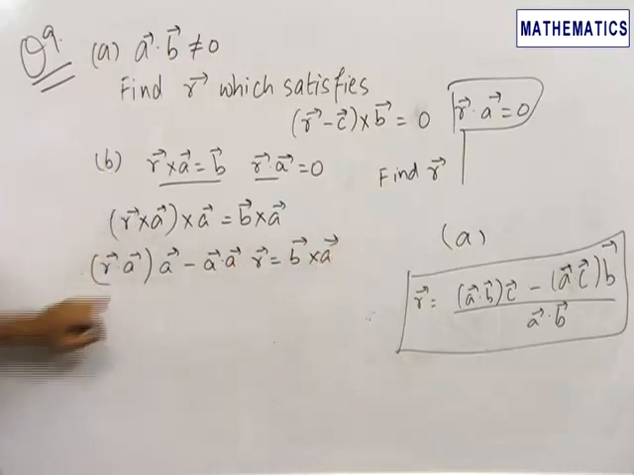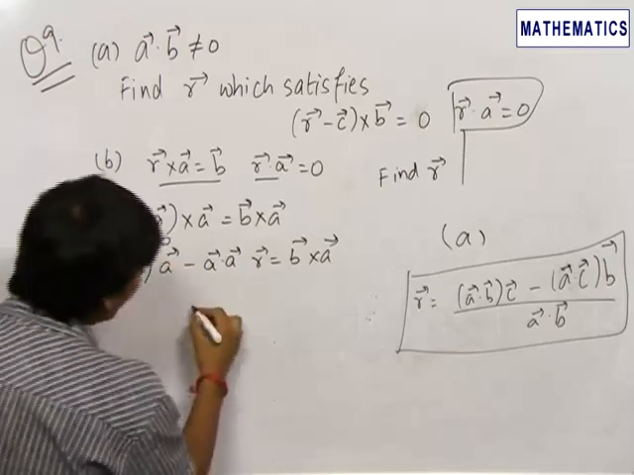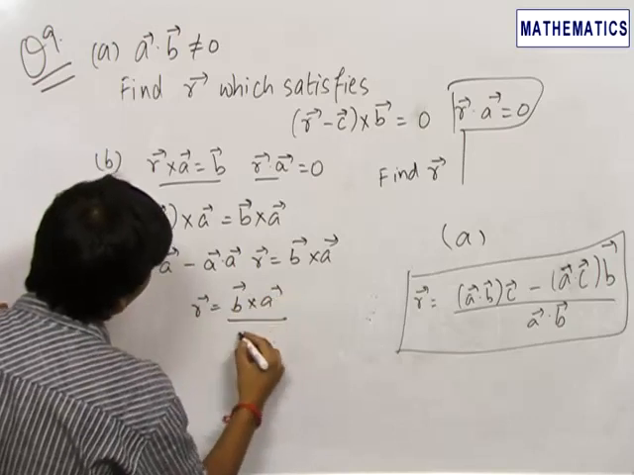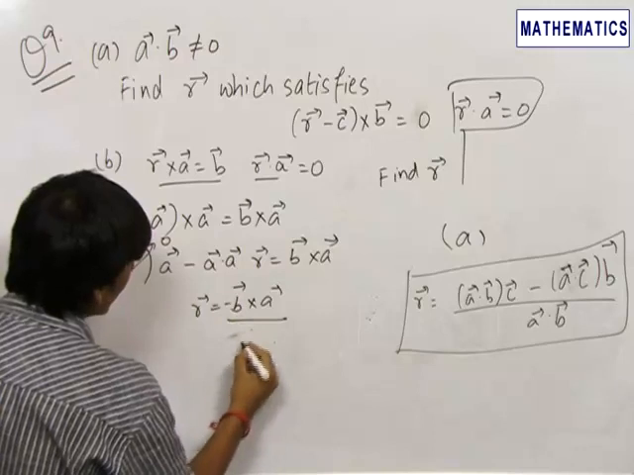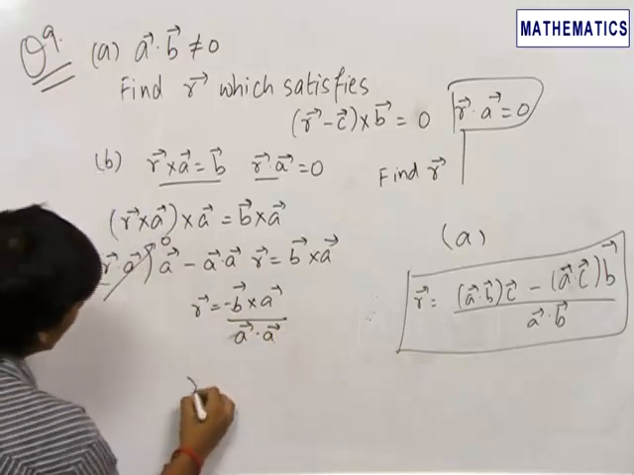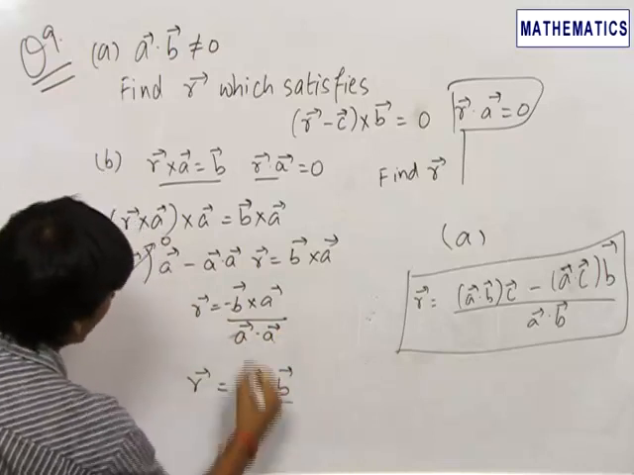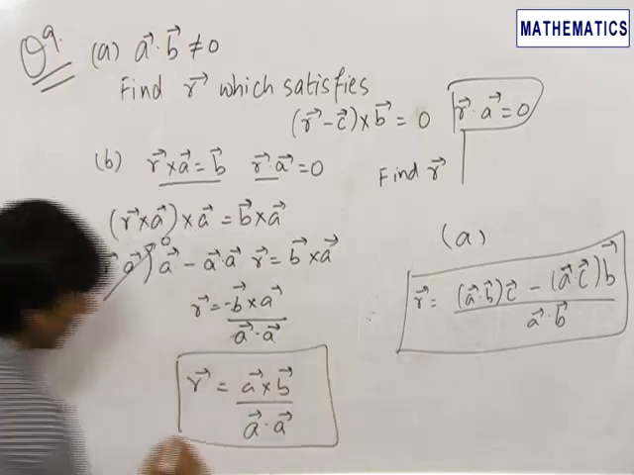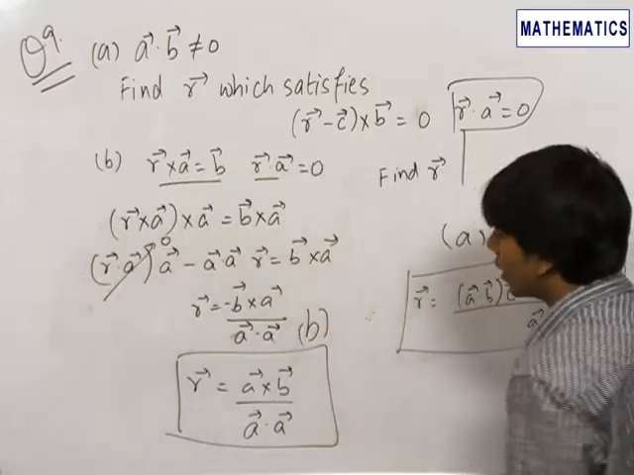Now R dot A is given to be equal to 0. Therefore this quantity becomes 0. Therefore we have R vector is equal to minus of B vector cross A vector upon A vector dot A vector. This is equal to A vector cross B vector upon A vector dot A vector, because A cross B is equal to minus of B cross A. So the final answer for the B part comes out to be A vector cross B vector upon A vector dot A vector.